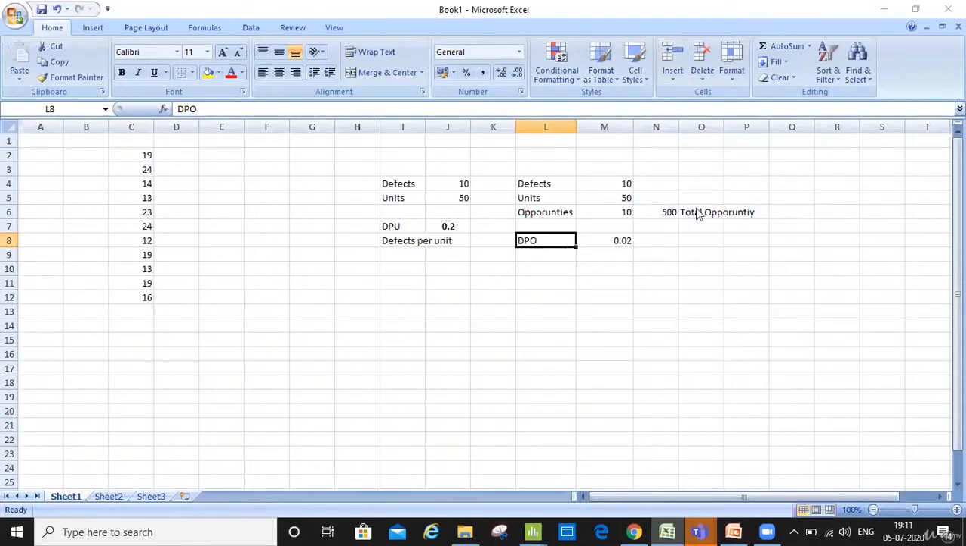Yeah. Okay. Now there is another thing which we talked about, which is called DPMO. DPMO stands for defects per million opportunities.